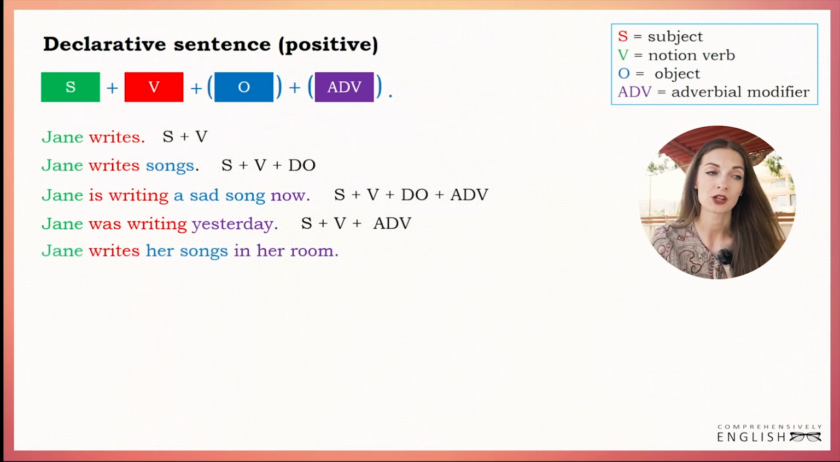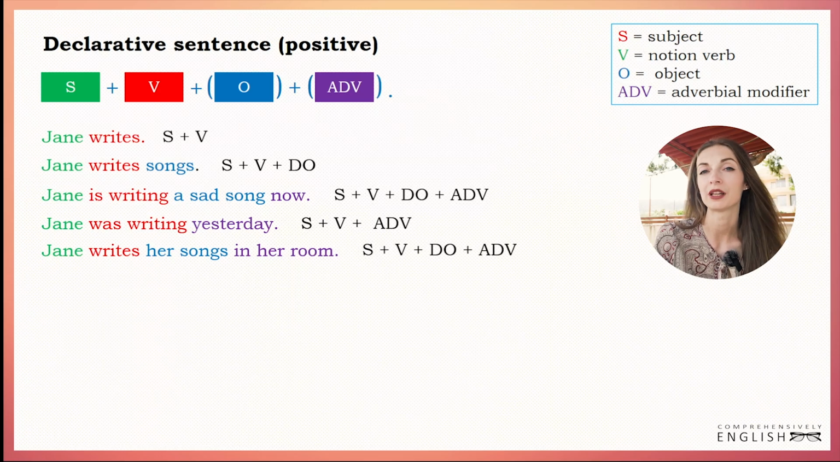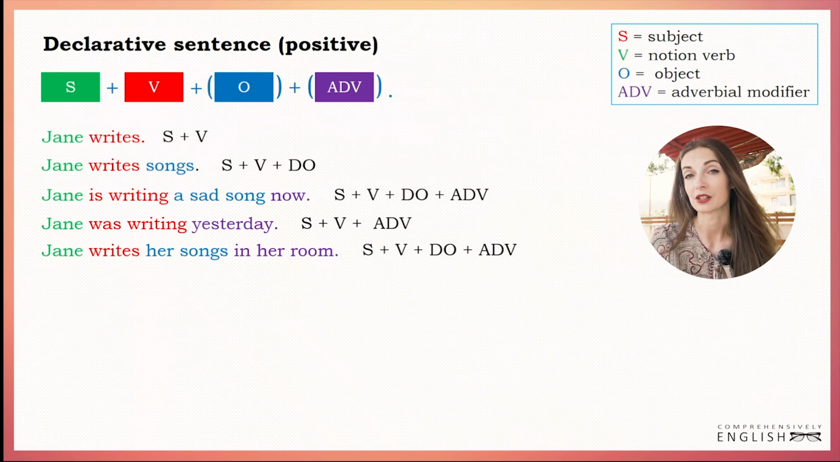And Jane writes her songs in her room. In her room is an adverbial modifier of place. So we have the subject, Jane, writes is the verb, her songs is the object, and in her room answers the question where. It's an adverbial modifier of place.